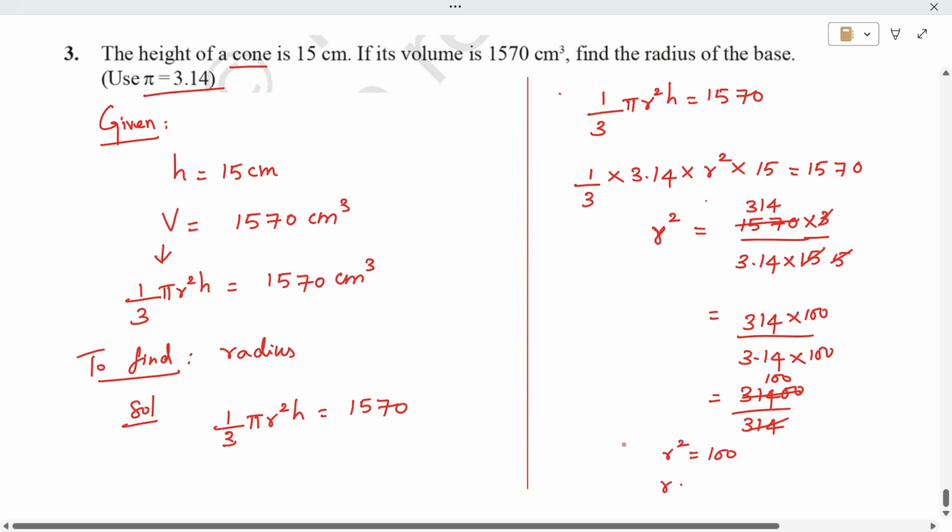So r is equal to, transpose square to the other side becomes square root. So square root of 100, which implies r is 10 centimeter. So I find the radius, which is nothing but 10 centimeter.